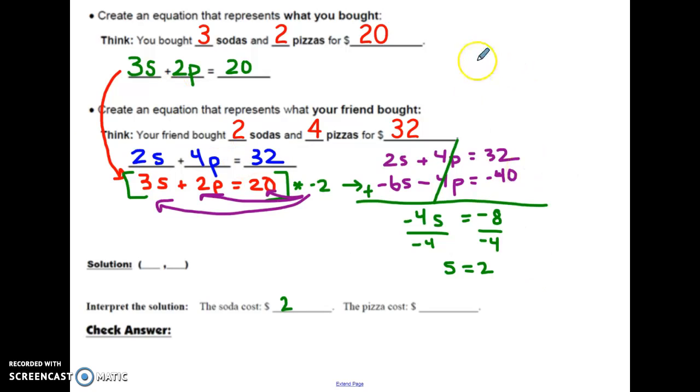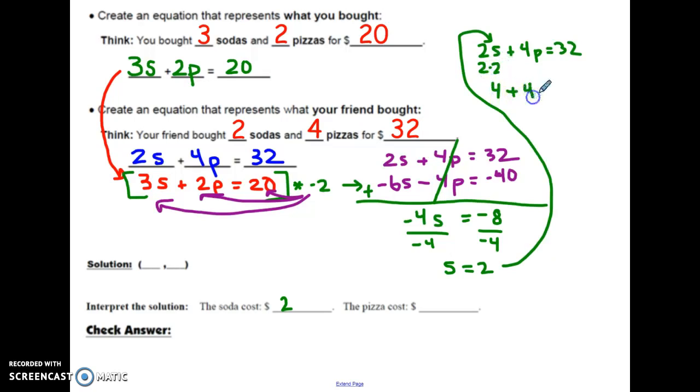Let's see, if I have to choose an equation to work on, they're both equally complex, I think, so I'm just going to pick the top one. 2 sodas and 4 pizzas is 32. And I just found out that my sodas were $2 a piece. So 2 sodas at $2 is $4. And then with a little more work, we can solve for our pizzas. And I think I'm going to get 7.